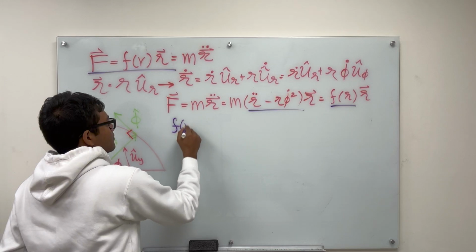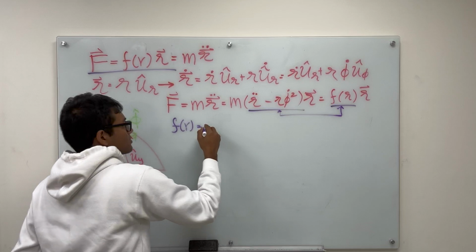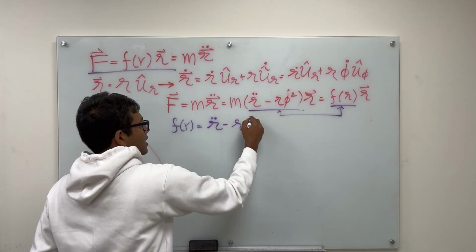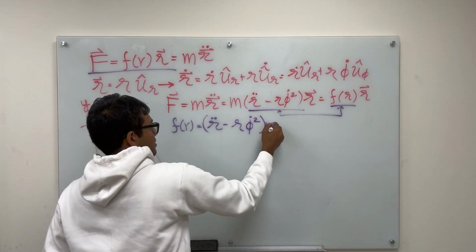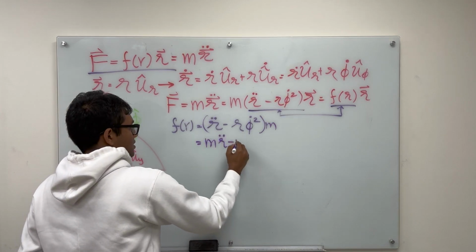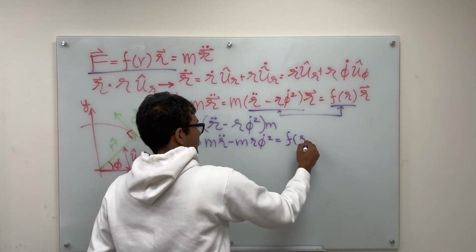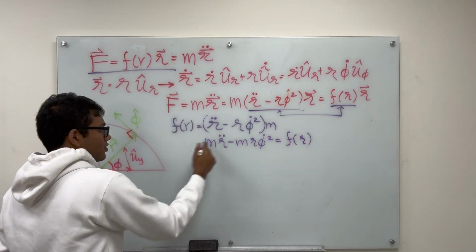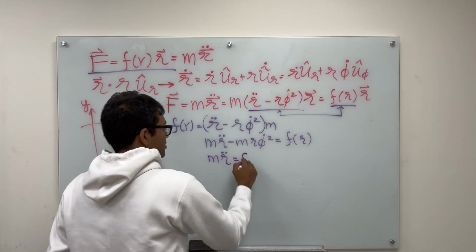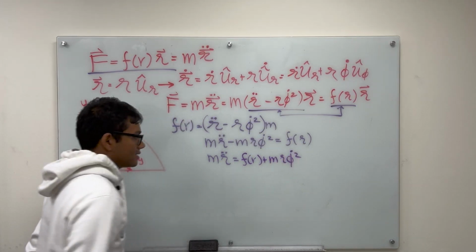So F of r, our central force, is equal to this quantity right here. That's what we just proved. r double dot minus r phi dot squared, and don't forget your mass. Let's just distribute out the mass for the sake of it. So minus m r phi dot squared is equal to F of r. Now let me just solve for m r double dot. That's the king right there, that's mass times acceleration. So F of r plus m r phi dot squared is that.